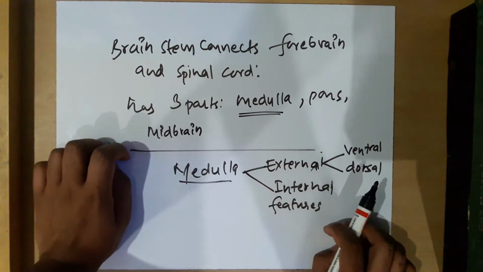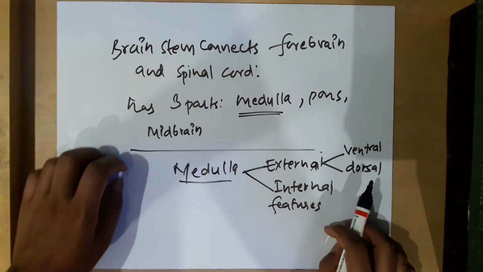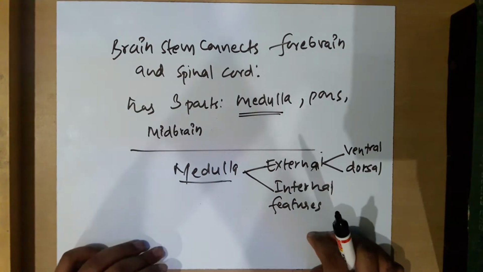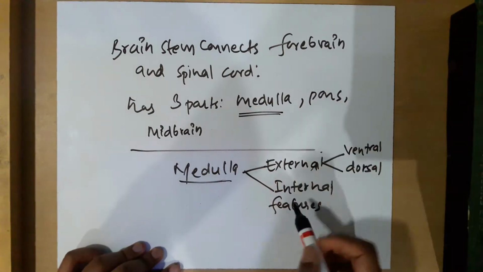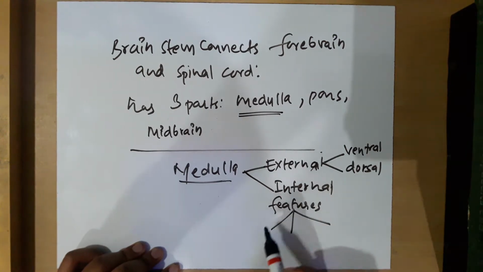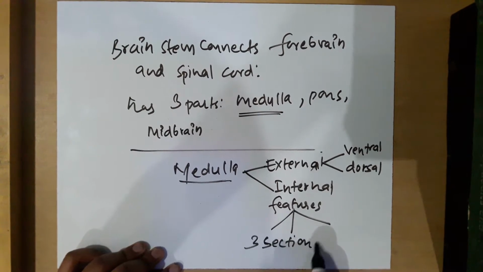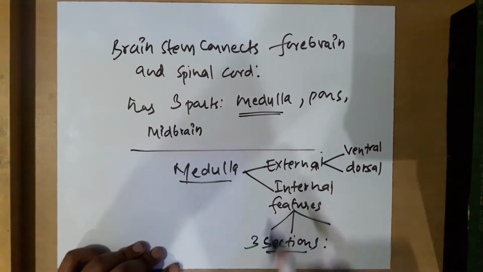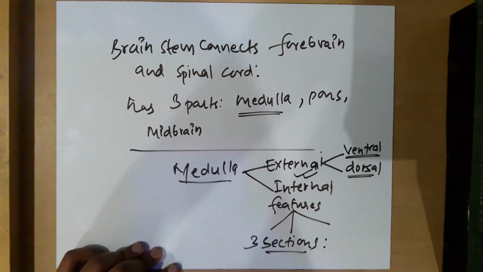So to point out those differences and learn about them, we take three sections at three levels: sensory decussation, pyramidal decussation, and the olivary level. We'll discuss the sections later on, but for now we'll discuss the internal features in three sections. So in this video we'll try to cover the external features of the ventral and dorsal surface.